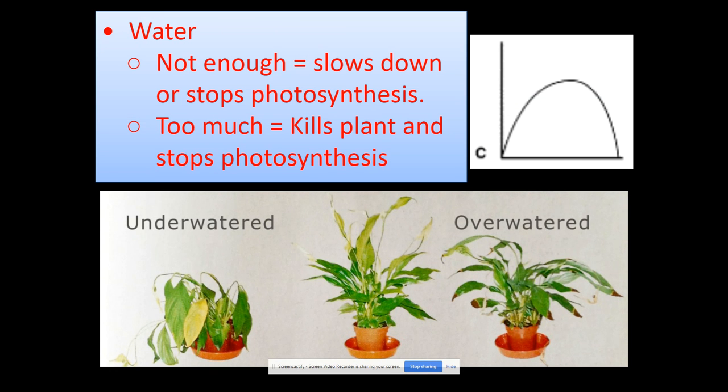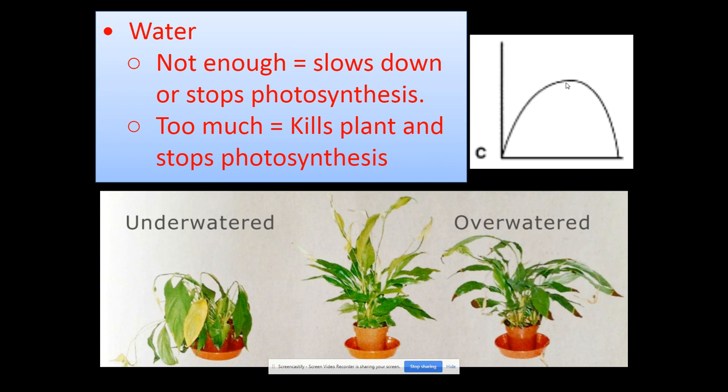Water. You don't want to underwater your plants because that will slow down or stop photosynthesis. You also don't want to overwater your plants because that could kill the plant and stop photosynthesis. You want to find a happy medium of just giving the plant enough water that it needs, but not overwatering it or underwatering it.